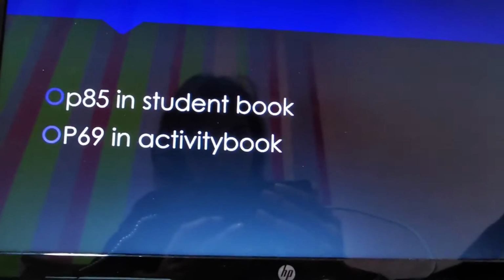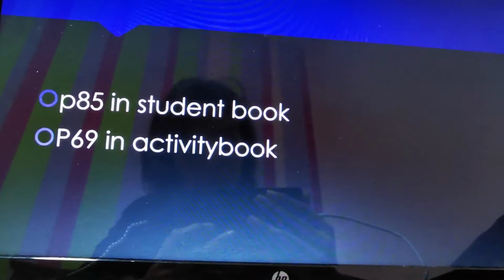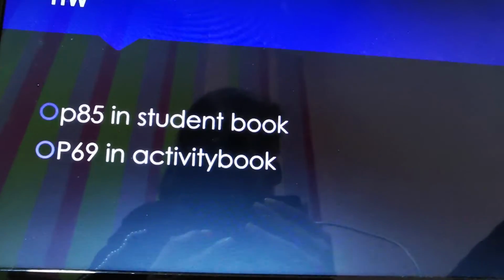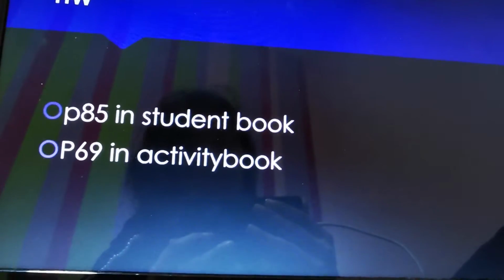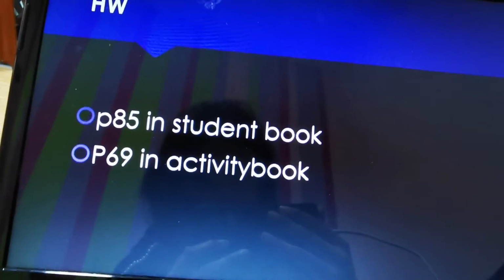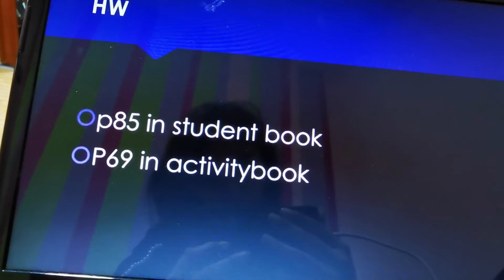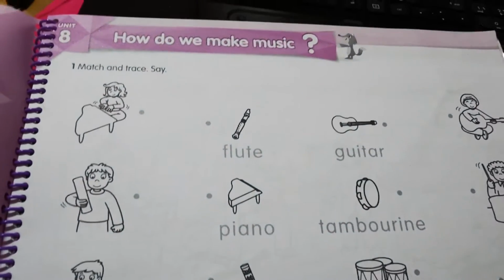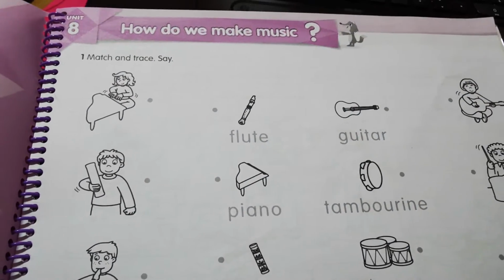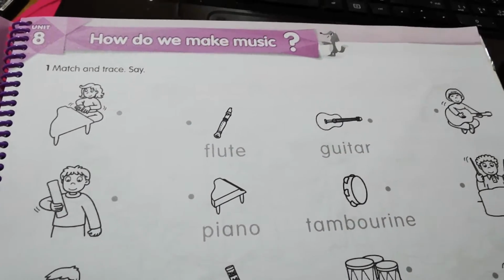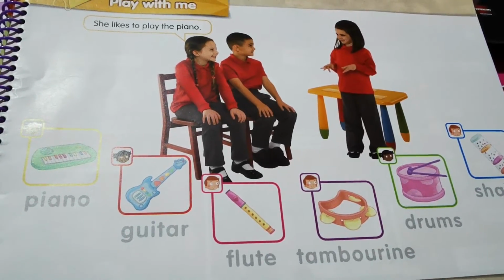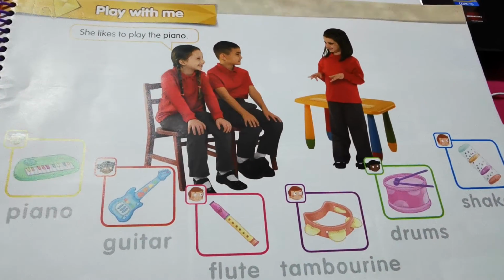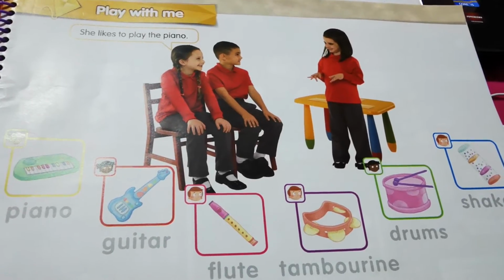Okay, so Kg2, you have a homework. You have to trace the words on page 85 in the student book, and you have to match the pictures on page 69. Sorry. Let's see the page that I'm talking about. This is the page that I'm talking about on the workbook or activity book, and this is the other page. Page 85 that I'm talking about in the student's book.